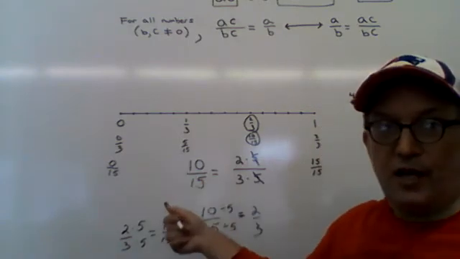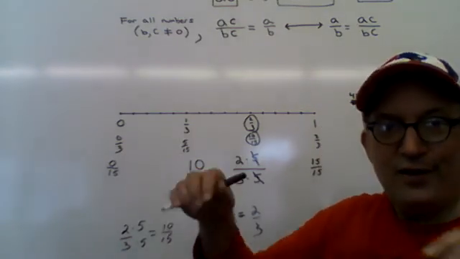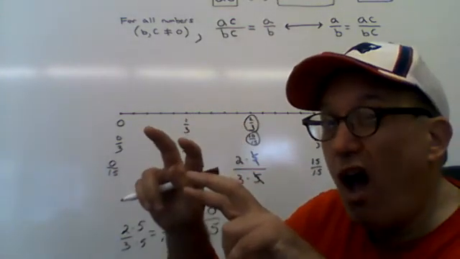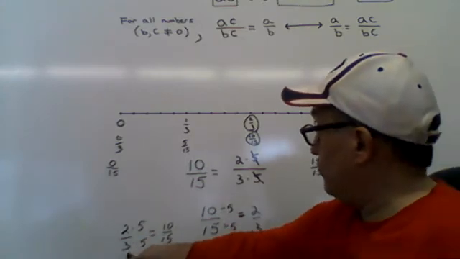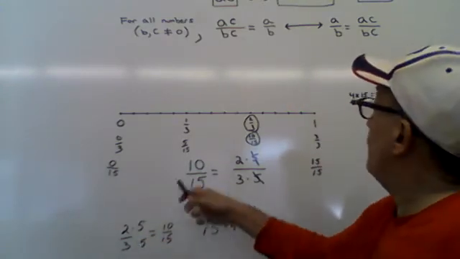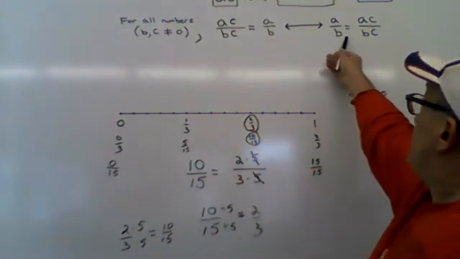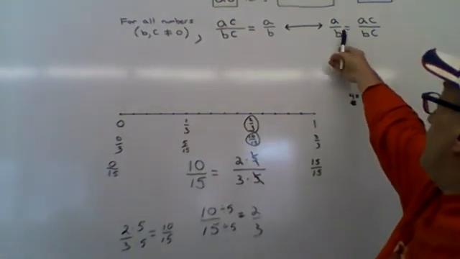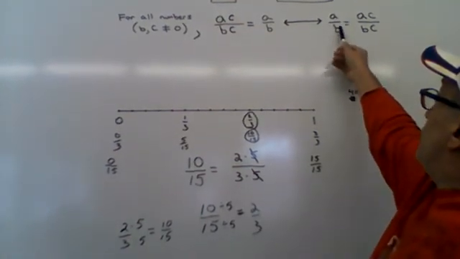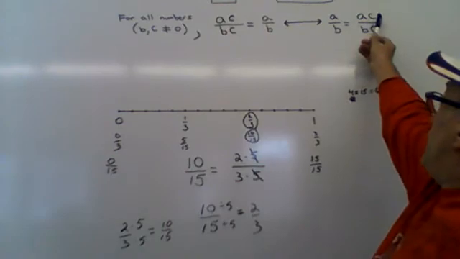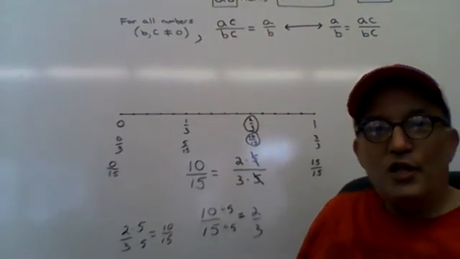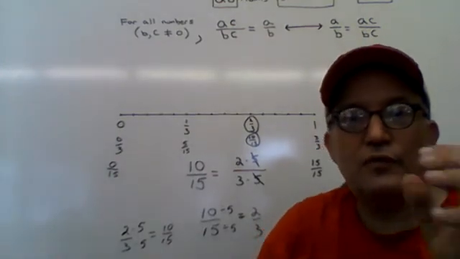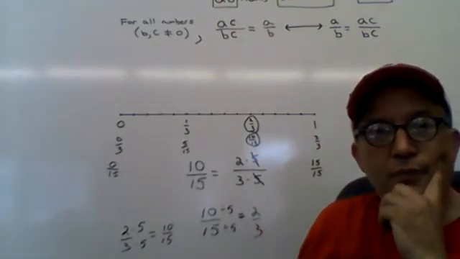Now I started with the 10 15ths and then reduced it, simplified it down to 2/3. But you could just as easily start with the 2/3, multiply the top and bottom by 5, and get to the 10 15ths. And that would be indicated here, right? 2/3 is the same as 2 times 5 over 3 times 5. So this is the all-important concept of equivalent fractions.